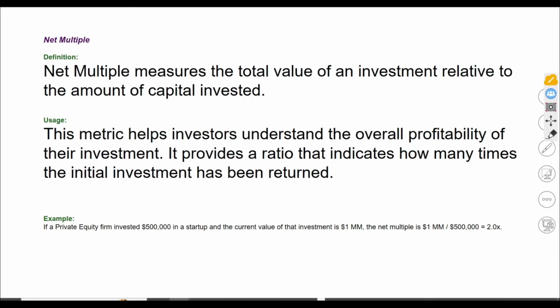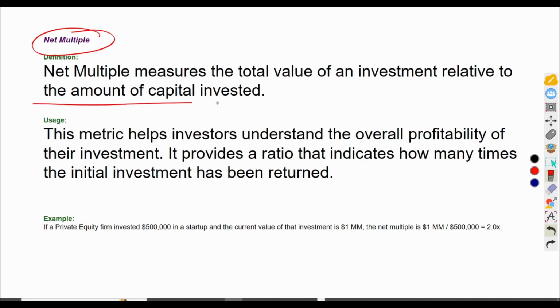Another one is net multiple. I'm sure you would have heard about net multiple. Net multiple measures the total value of an investment relative to the amount of capital invested. If I talk about usage, this metric helps investors to understand the overall profitability of their investment. All right, and it provides a ratio that indicates how many times the initial investment has been returned.